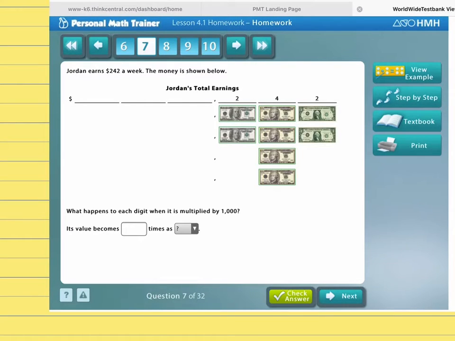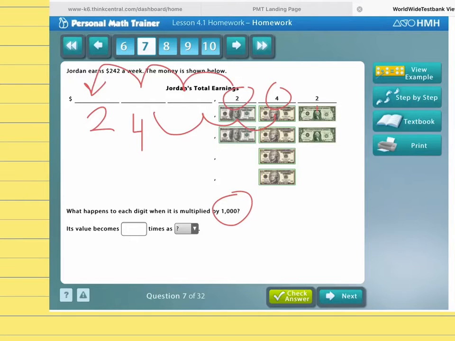All right, this time it's a triple shift. So you have 3 zeros, 3 shifts. So the 2 will shift over 10 times, 100 times, 1,000 times. It's a triple shift to the left. You put the 2 there. The 4, 10 times, 100 times, 1,000 times. Put the 4 there. 2, 10 times, 100 times, 1,000 times. Put the 2 there, and you put zeros to hold the place value. So it's going to be 242,000. So the value becomes 1,000 times greater each time with the triple shift.